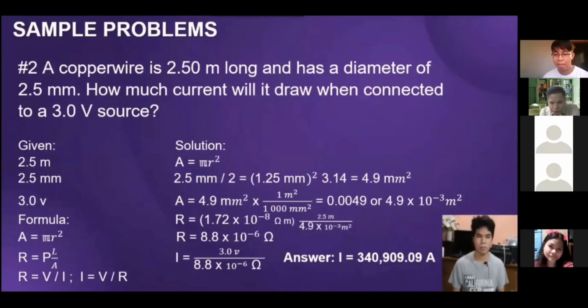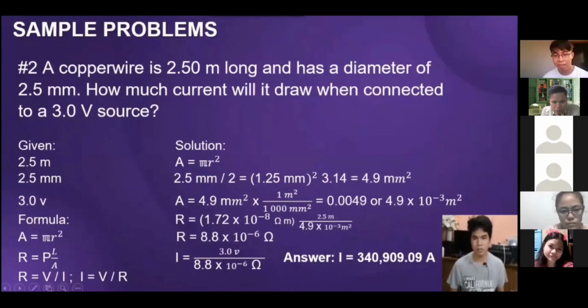For our sample problem number 2. A copper wire is 2.5 meters long and has a diameter of 2.5 millimeters. How much current will it draw when connected to a 3 volt source? So, ang given natin, which is, yung length is 2.5 meters. Tapos, ang diameter naman is 2.5 millimeters. At ang voltage is 3.